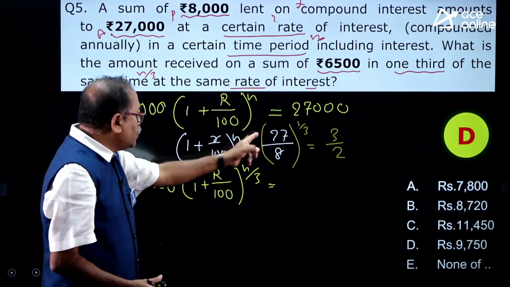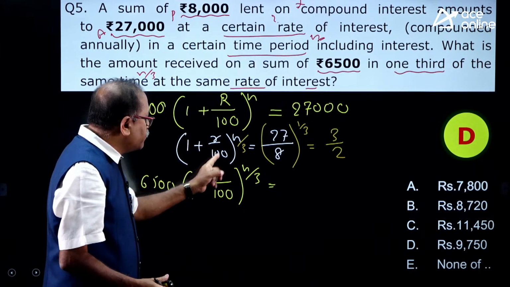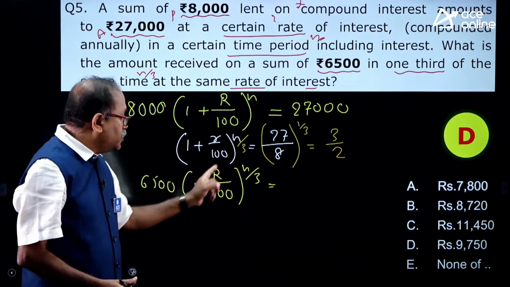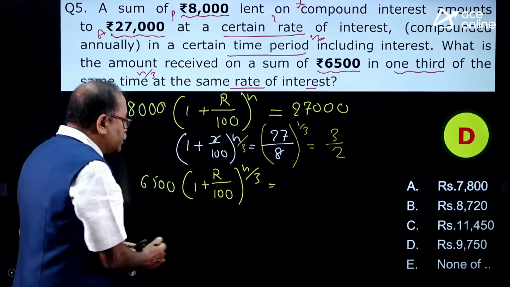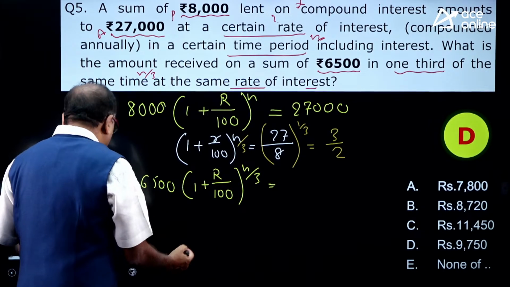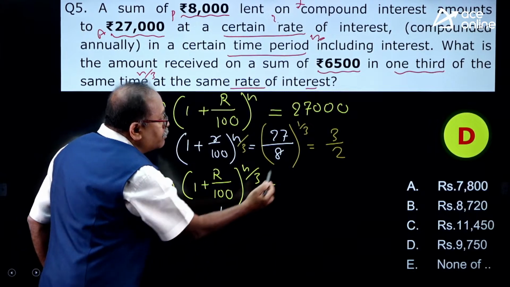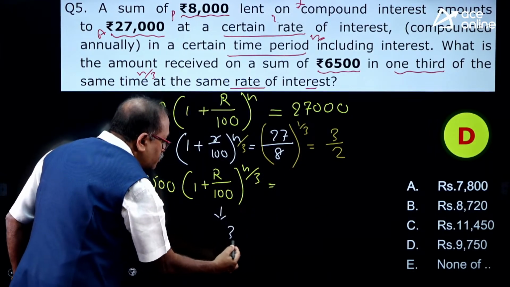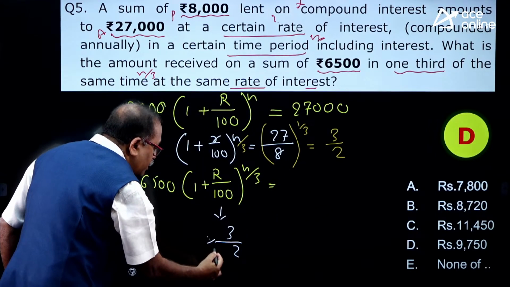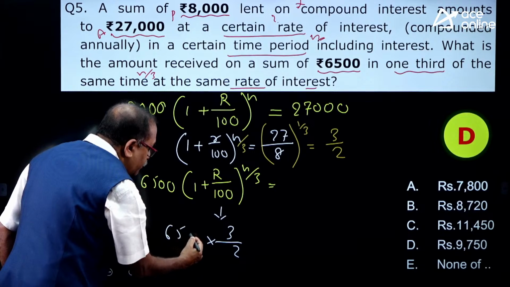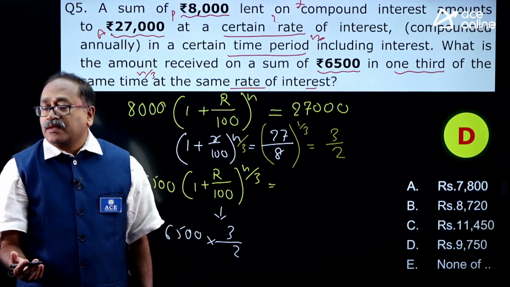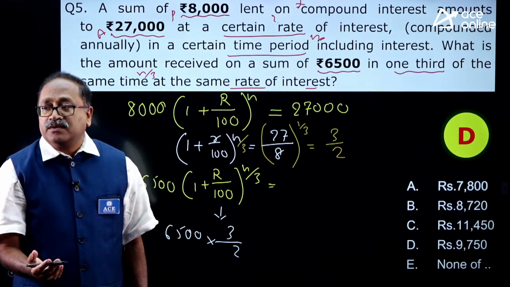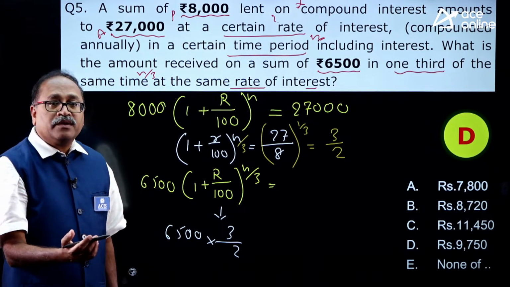So is it not that it is 1 plus r by 100 to the whole power n by 3? 1 plus r by 100 to the whole power 1 by 3. Can I replace this value by how much? 3 by 2. That's what Pavan must have done in this one. 6500 into 3 by 2. Yes, my friends? If anyone agrees with Pavan, answer it.